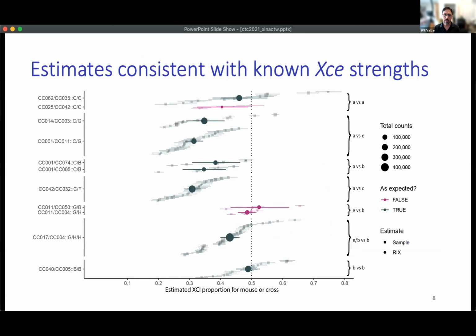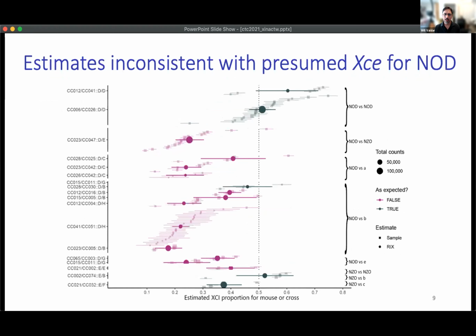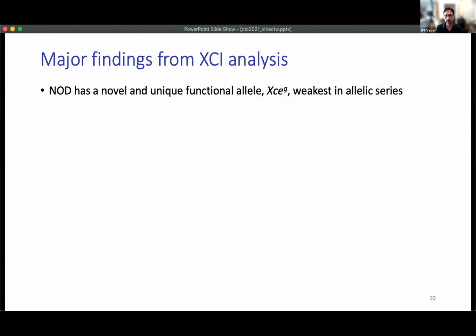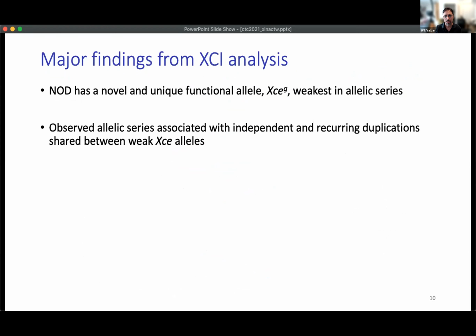And so the general results from here is that when we look at XCE alleles where we know what they are and we know what their strengths are, we see results that are consistent with what's previously been reported. And here, gray is consistent, purple is somewhat inconsistent. But when it came to any crosses that involved NOD at the XCE locus, we saw something very inconsistent. We saw that there was tremendous skewing. And what we learned from this was that NOD has a novel and unique functional allele, XCEG, which is the weakest in the allelic series. And we also looked at the sequence and found some interesting things there to do with likely duplication events that might give rise to this.